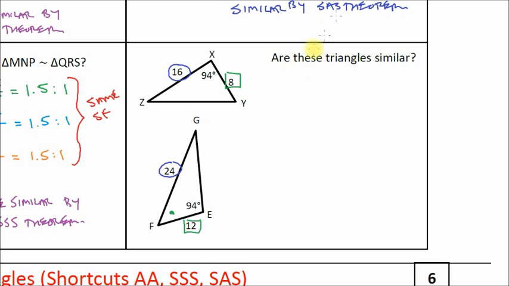Now, it's common that students will write here, therefore, these triangles are not similar. We can't say they're not similar. What we can say is we don't know if they're similar. So we're going to put on here, we cannot prove similar because, and let's label this E, because angle E is not the included angle.